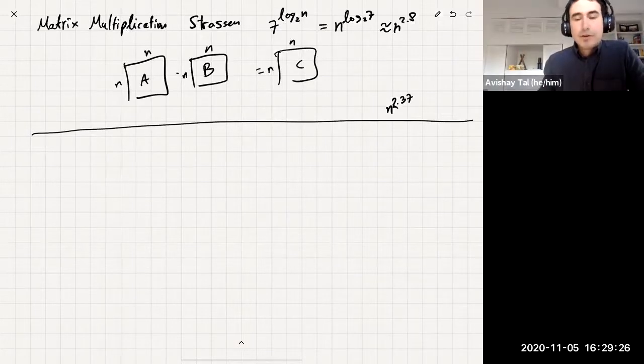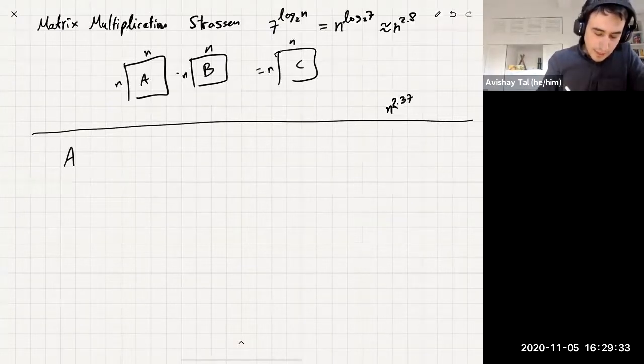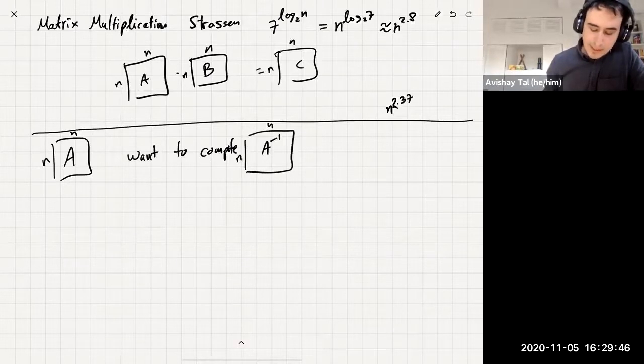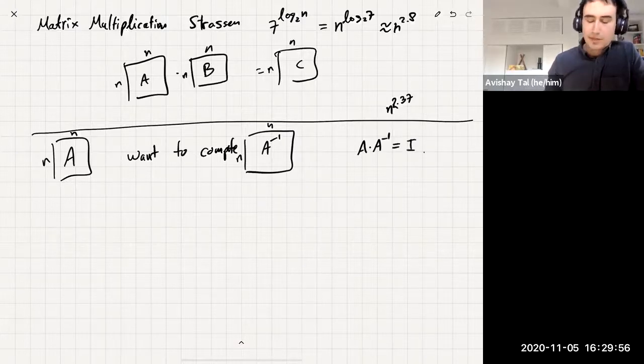Okay. And now I want to show you that actually matrix multiplication is very related to the problem of matrix inversion. Okay, so recall what is matrix inversion. So let's say we get some matrix A, which is n by n, and we want to compute A inverse. Okay, so sometimes it doesn't exist, but let's say that if it doesn't exist, we say that it doesn't exist. So what is A inverse? It's a matrix, right? So what do we know about A inverse? We know that if we multiply A by A inverse, we get the identity matrix.